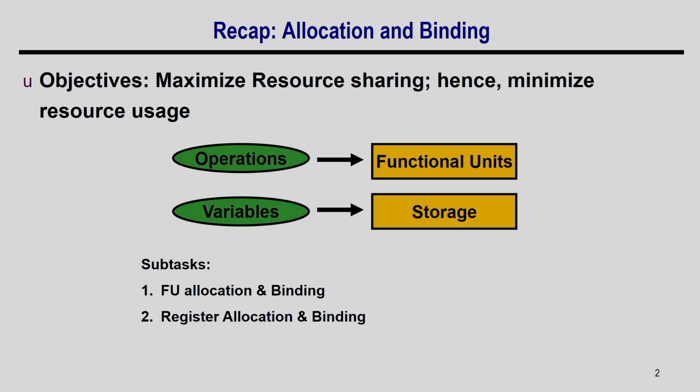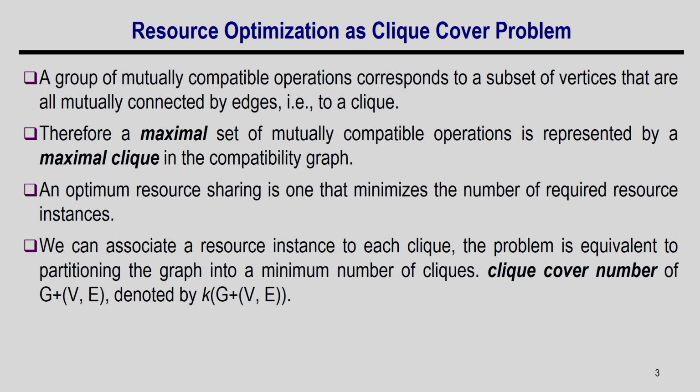And specifically two types of resource you have to determine. The first one is the function unit, how many function units you need, and the second one is basically the storage, which is to store the variables, right. So, the operations of the behavior are going to map to the function units, and the variables are going to map to the storage units. So, we found that this particular resource allocation problem in general can be mapped to a clique cover problem.